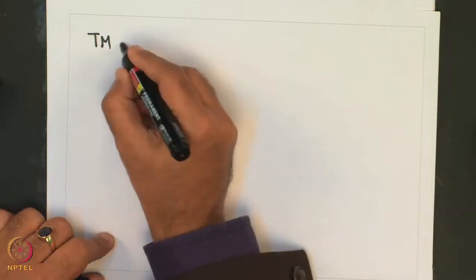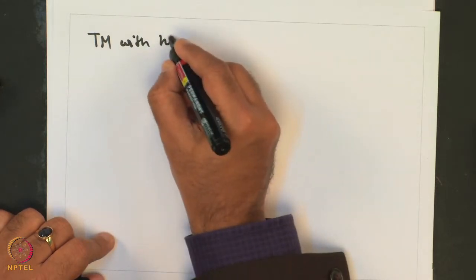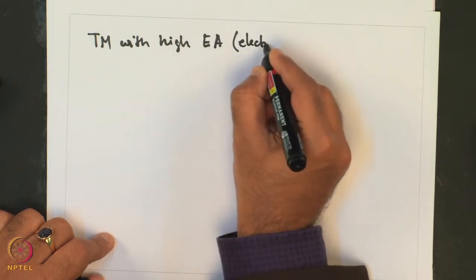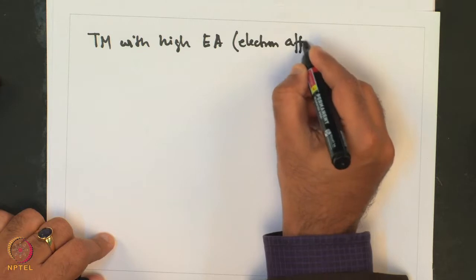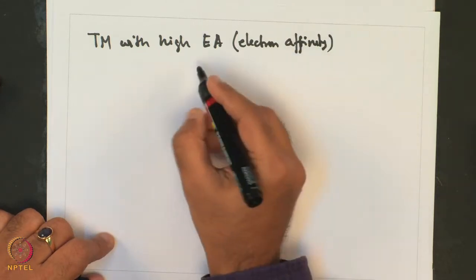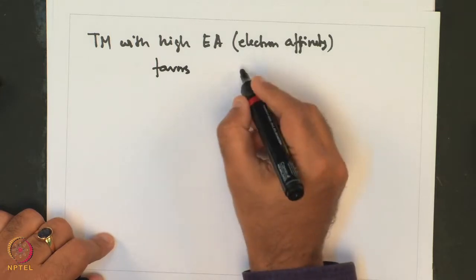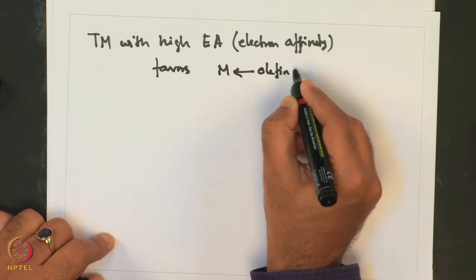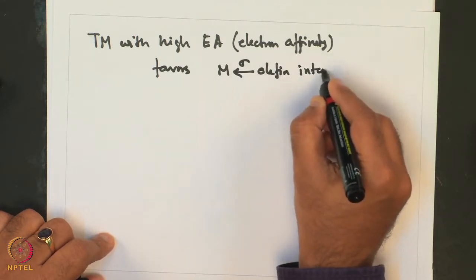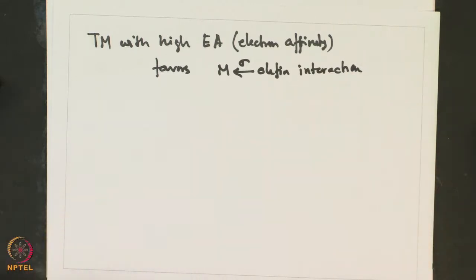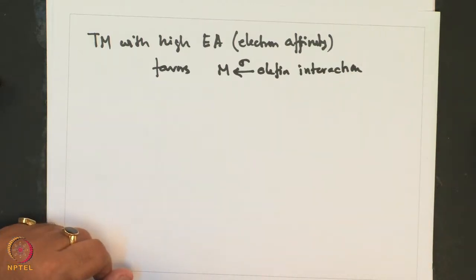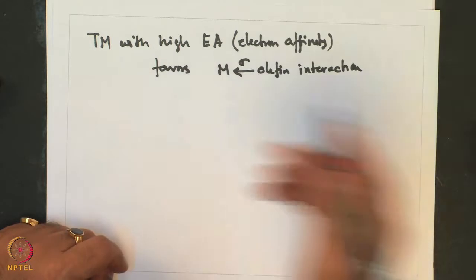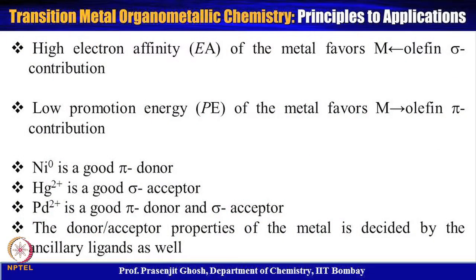For example, a transition metal with high electron affinity means high electron affinity favors olefin to metal sigma interaction. So, that means that if the metal has a high electron affinity, then it would prefer a very strong, intense sigma interaction with the olefin. That means that the first coordination is very strong.